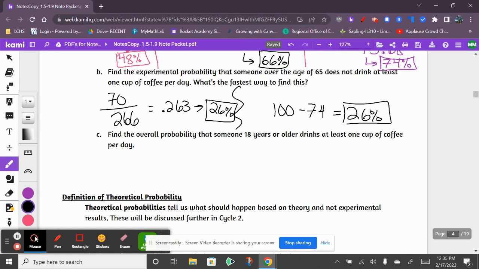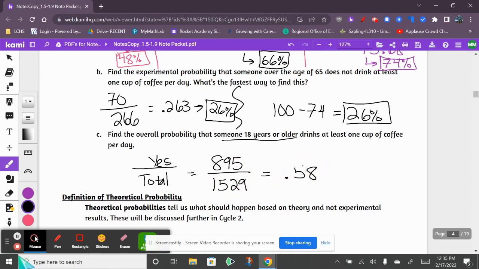And then lastly, find the overall probability that someone 18 years and up, and all of them in the survey are 18 and up, drink at least 1 cup of coffee per day. So we want those that are, yes, they drink at least 1 cup of coffee per day out of the total. So this is 895 total that drink at least 1 cup per day out of the overall total. So we get 0.585 multiplied by 100, we get 58.5%. So that will round to 59%.